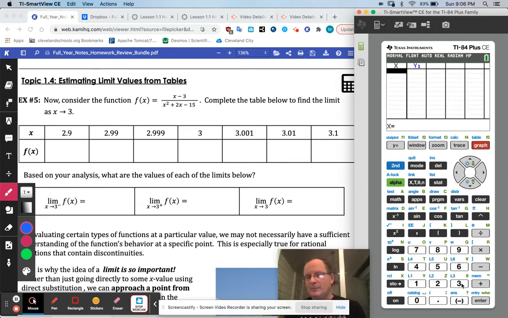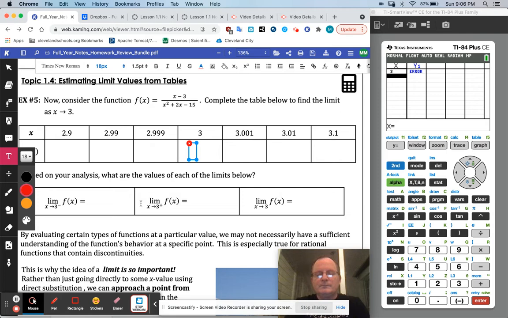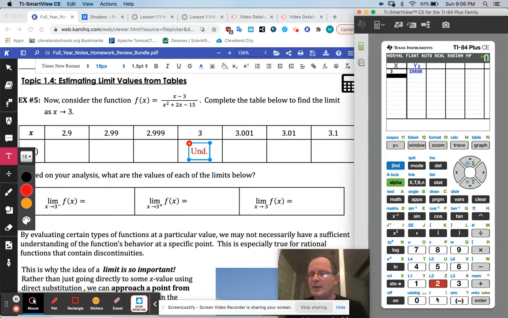All right, here's 3. It's of course undefined. Undefined. And you can see that because 3 squared is 9, right? 9 plus 6 is 15. 15 minus 15 is 0. That's bad enough. But on top, you also have a 0 on top. So that's indeterminate form. We got a 0 over 0, but for right now, we'll say undefined. Okay, let's try 2.9. Just going to go through this pretty quick.